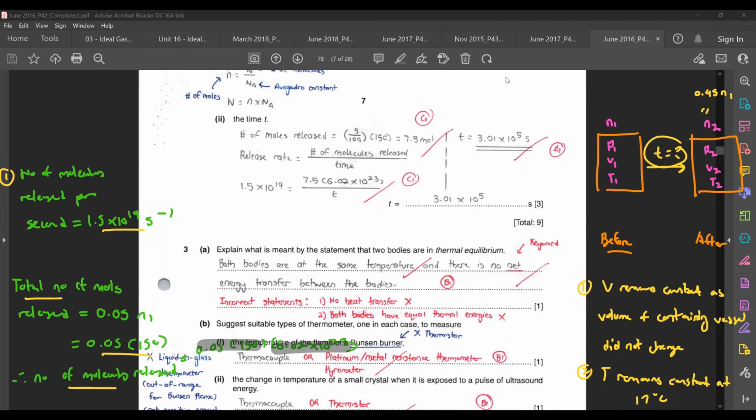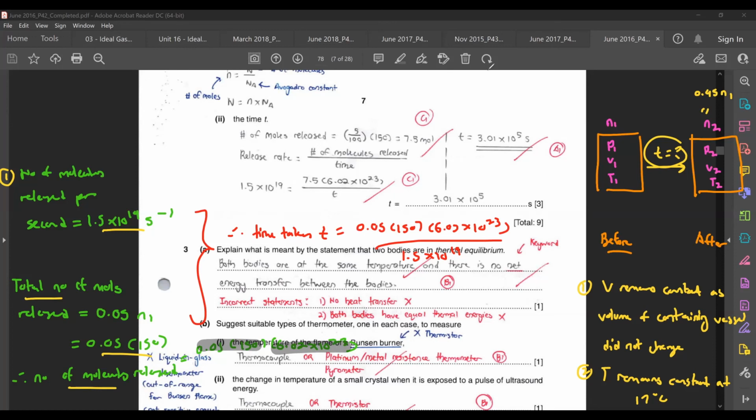So to find the time taken, I'll just write it here. Therefore, the time taken T is going to be 0.05 times 150 times 6.02 times 10 power 23 divided by 1.5 times 10 power 19. Okay, this is one way of looking at it.